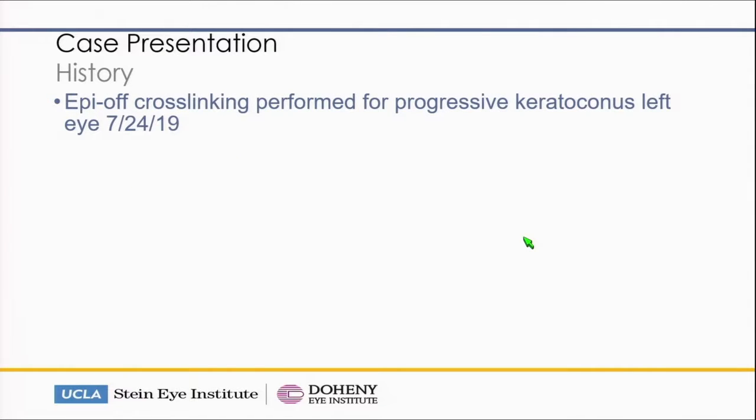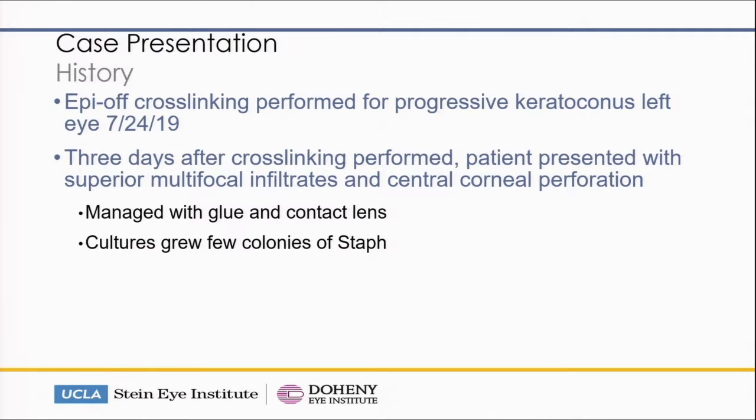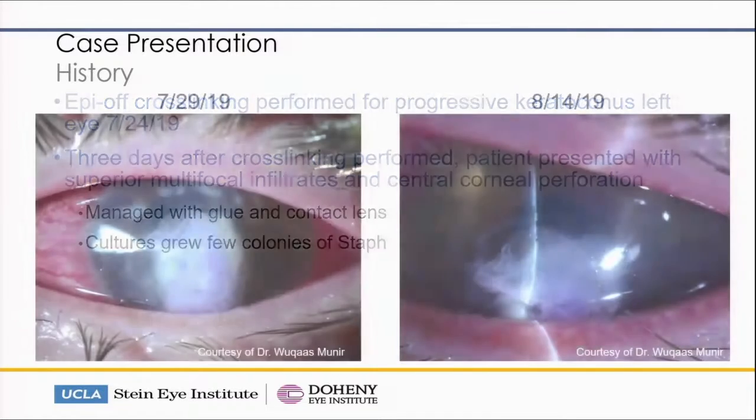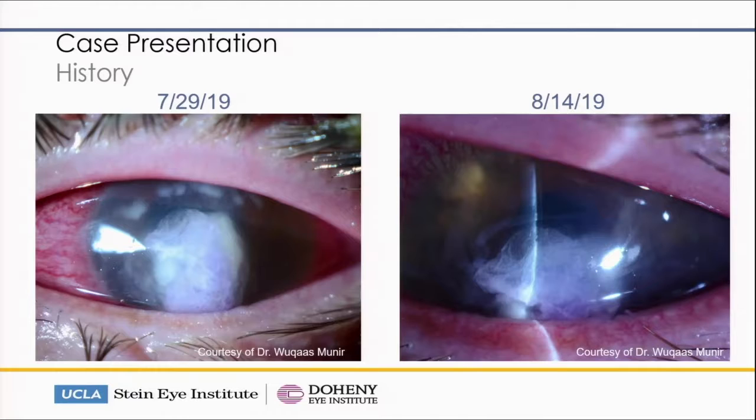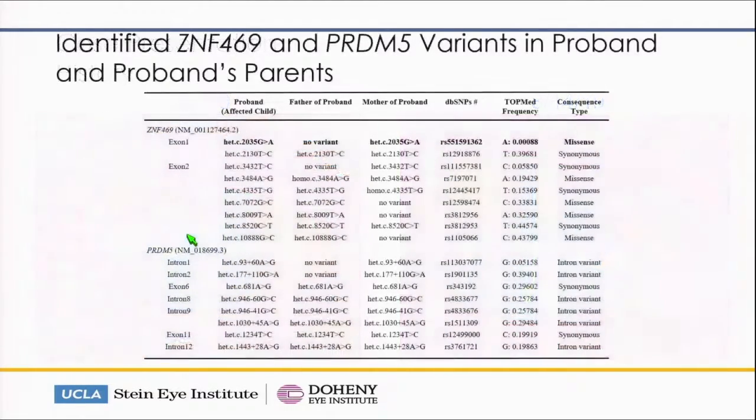He underwent epi-off cross-linking for progressive keratoconus in his left eye in July of this year. And 3 days after cross-linking was performed, he presented with superior multifocal infiltrates and a central corneal perforation, managed with glue and a contact lens. The cultures grew a few colonies of staph. Dr. Muniers was the doctor in this case. He gave me permission to share this case with you as well as these photographs. And in discussions with him, he says even though there are these infiltrates present, he felt strongly that these were sterile infiltrates, and that infection was not the cause of the perforation, that this was something else.